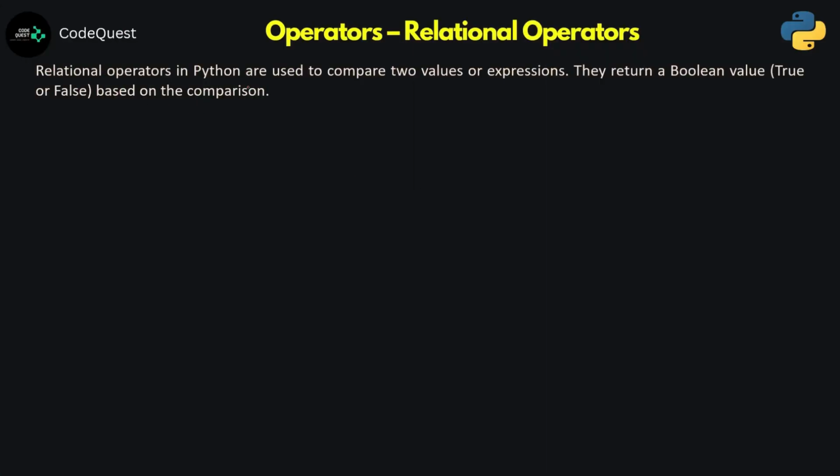Relational operators in Python are basically used to compare two values or two expressions. The result of a relational operator is always a Boolean value, that is either true or false, based on the comparison. One of the relational operators is equal to, which will check whether two values are equal or not.